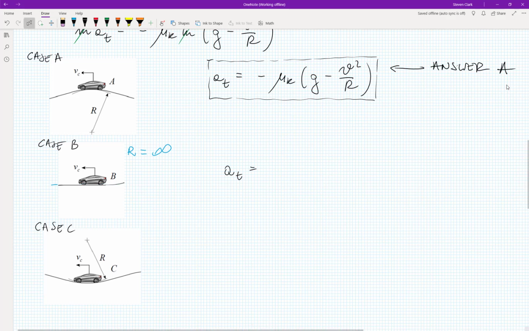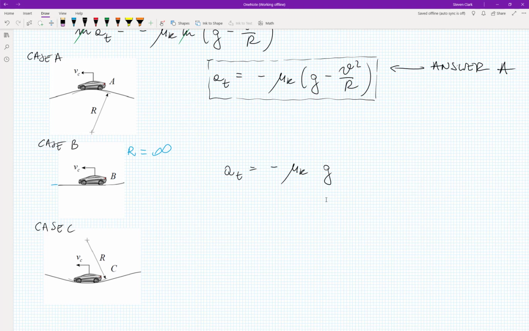So that means I can copy this here, but instead of that R, I can put infinity. And by infinity, I of course mean a very, very large number. So if I divide by a very large number, I actually get 0. So this component will disappear. Okay, so I will erase it. Are you fine with that? Just erase it. And this is what's left. This is the answer for case B.